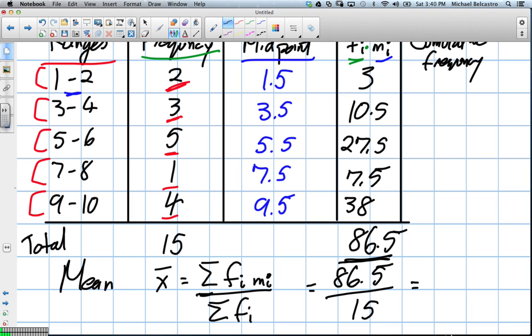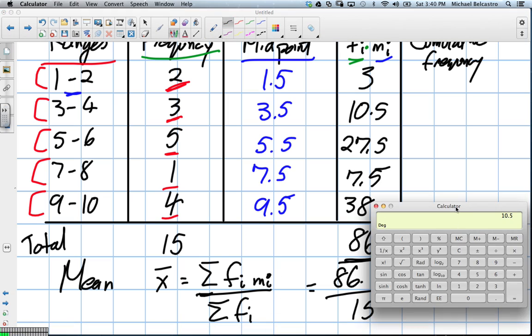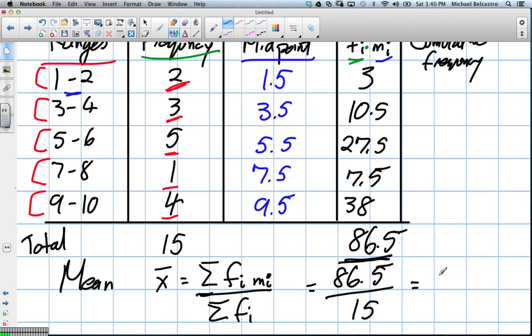So our mean in this case is 86.5 divided by 15. 7.56. Oh, you got it already? Great. 7.5. Oh, sorry, 5.76. Oh, 5.76? 5.76. Okay, so it's pretty close to around the middle of this stuff. Okay, this is great. So we've got a 5.76.